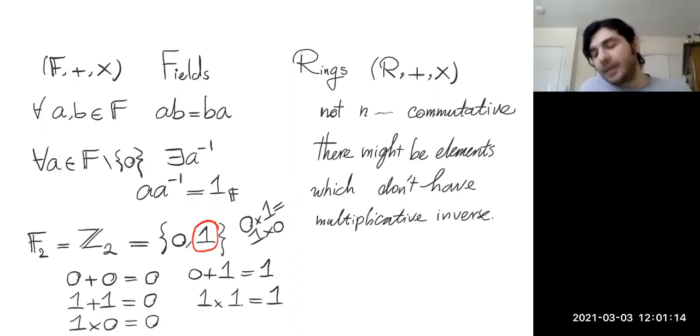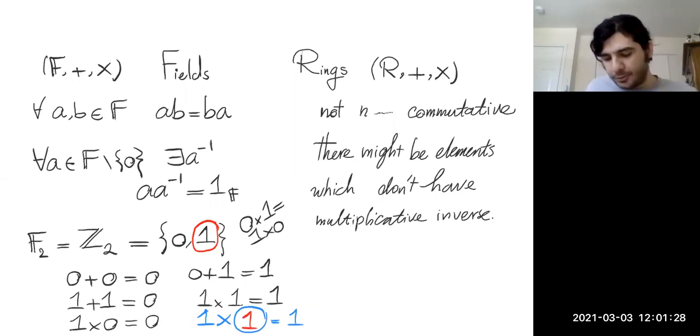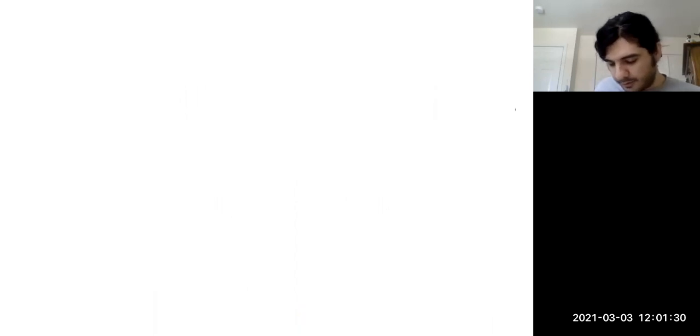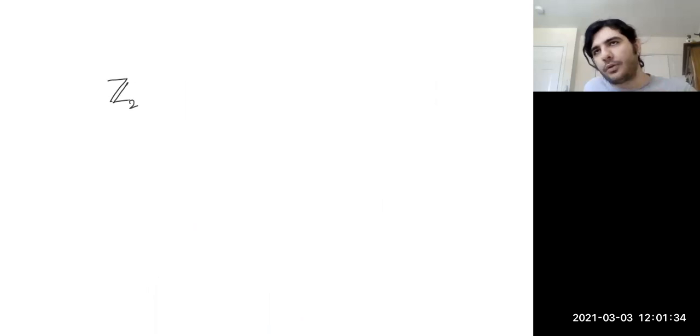Its multiplicative inverse is itself, because multiplicative inverse means you should multiply this element by something to get 1. Well, that something is 1 itself. So that's true, and that's a field. So for example, Z2 or F2, both notations mean the same thing, is a field.